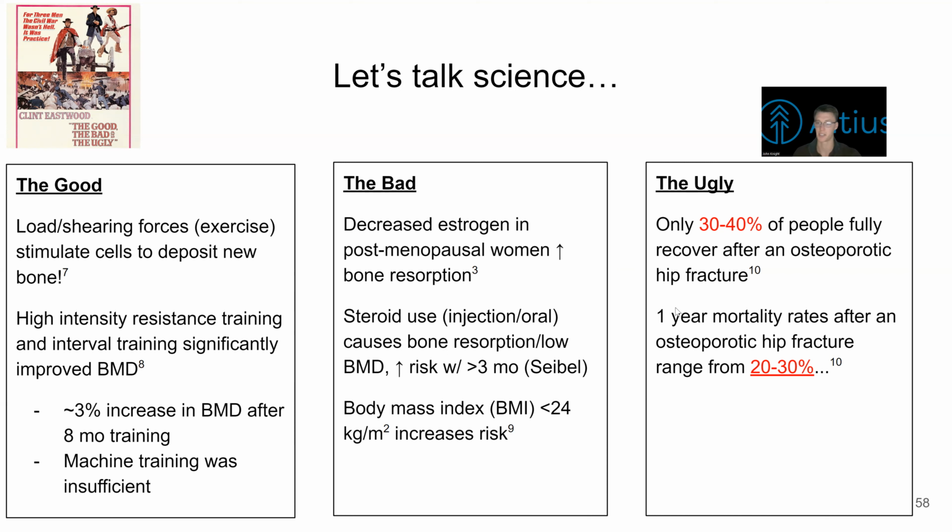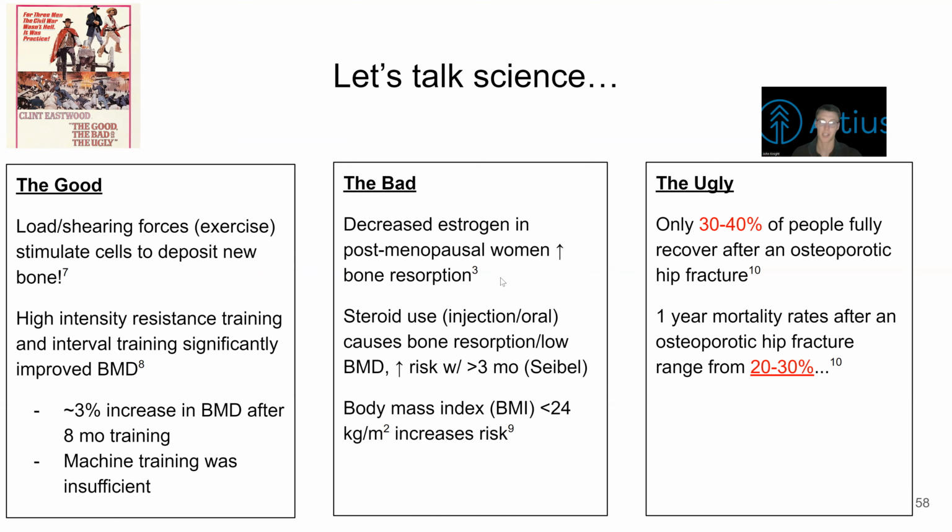The scariest statistic is the mortality rates 1 year after a hip fracture, and they range from about 20 to 30%. Mortality rate means the likelihood of death. So again, really scary. If you have a hip fracture, the likelihood of dying afterwards is as high as 20 to 30% 1 year after the fracture. So this is why we take this stuff so seriously and why prevention is so important. Let's just prevent this from happening altogether.